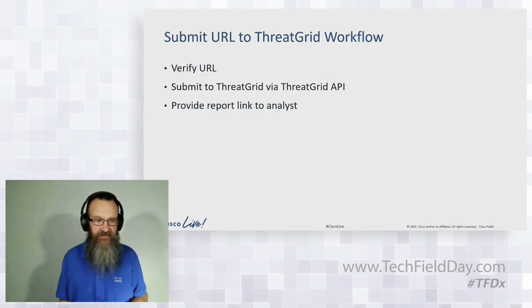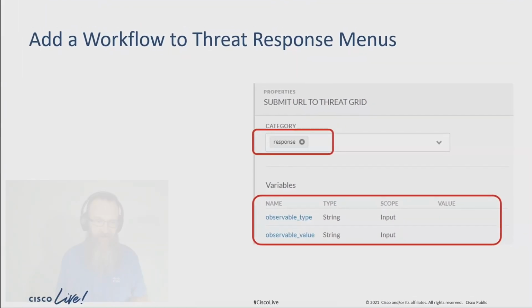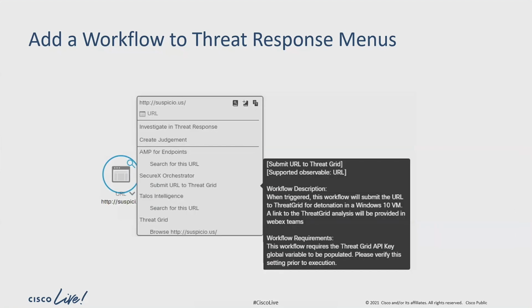Why do we put all this in an orchestration workflow? It's not that complicated a series of events, because now we can add it to the threat response menus. You give it a category of response. You set up these two variables that are required. What kind of observable is it being fed? What is the value of that observable? Once you have those three things in place, it then shows up in your response menus.